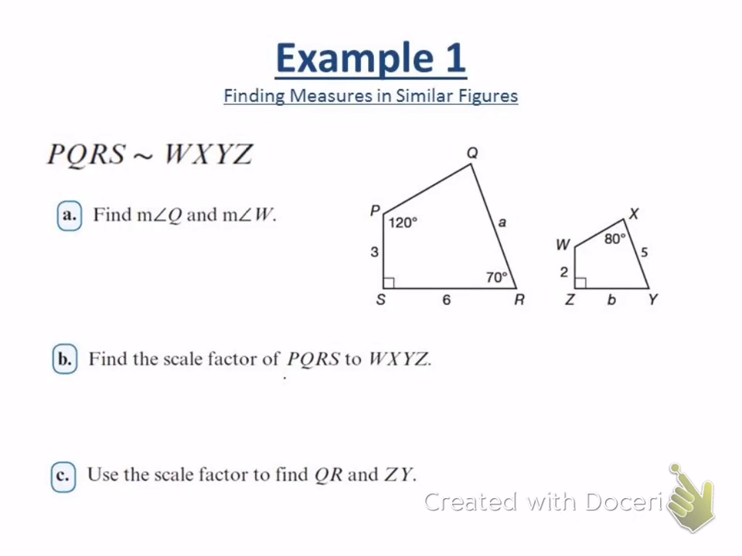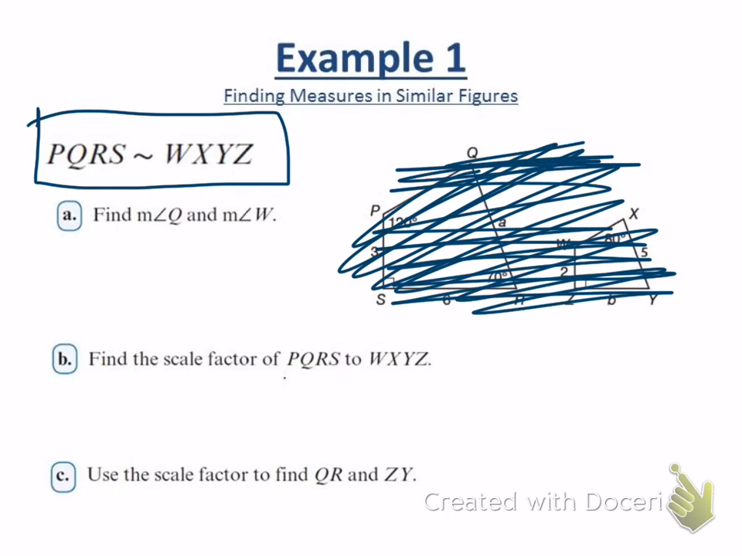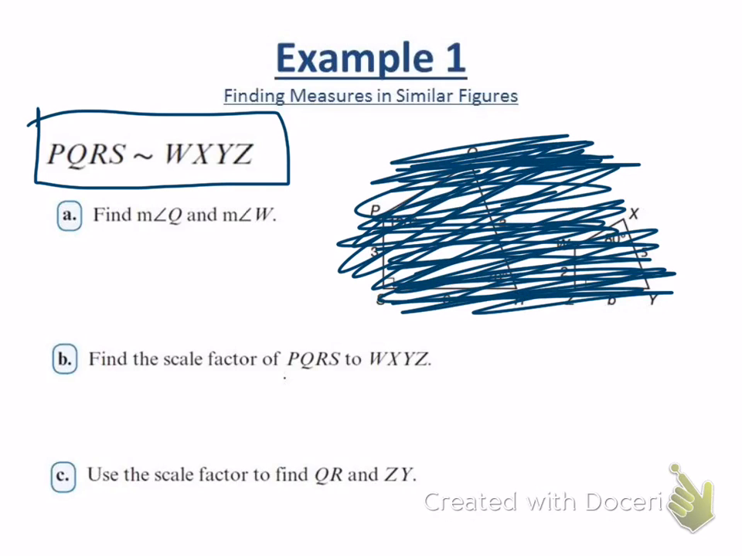Here's the similarity statement. This is extremely powerful, right? I can take this statement without looking at anything over here, right? I don't have to look at anything here for now. What assumptions can I make? Angle P is congruent to angle W. Angle Q is congruent to angle X. Angle S is congruent to angle Z. And angle Y is congruent to angle R. So we can make all of those assumptions just because of the way that similarity statement is given. So the similarity statement has to be stated a certain way.